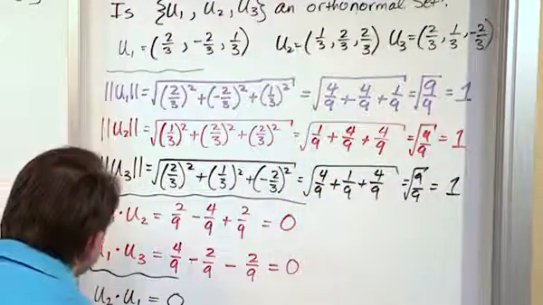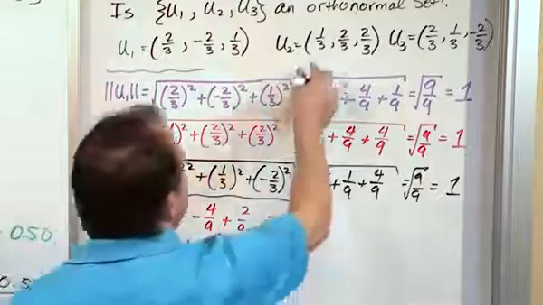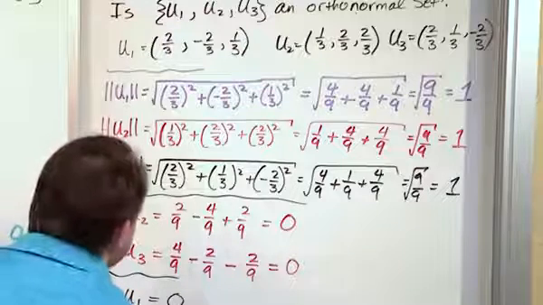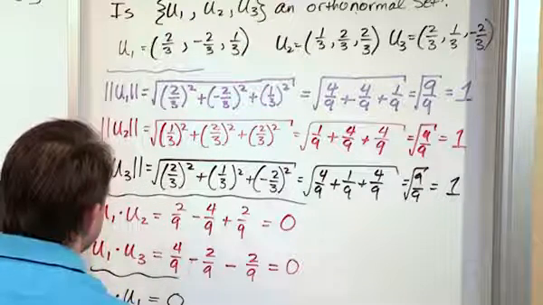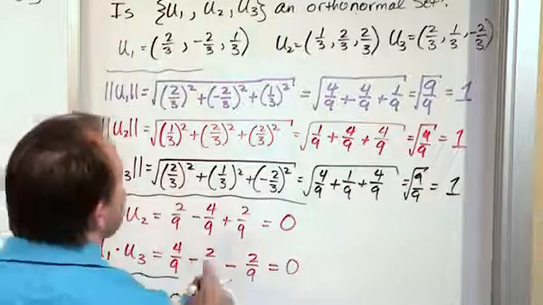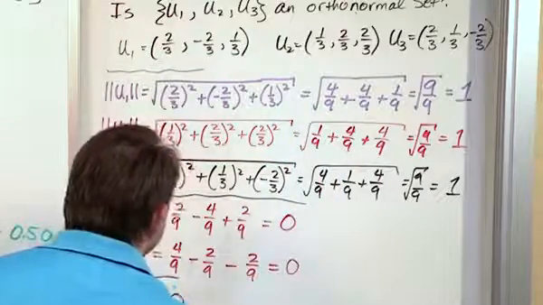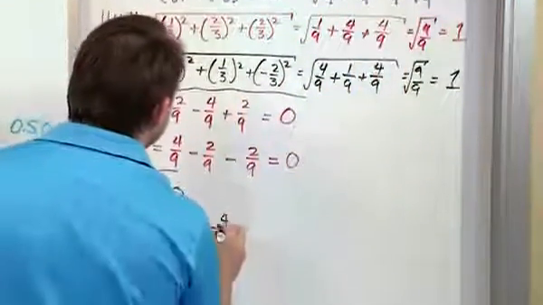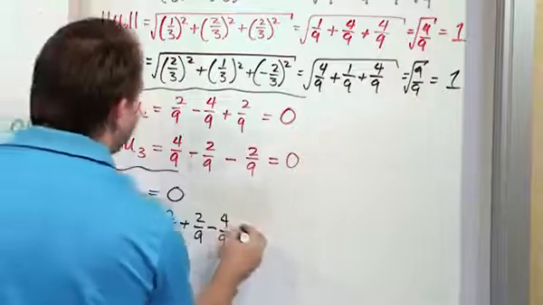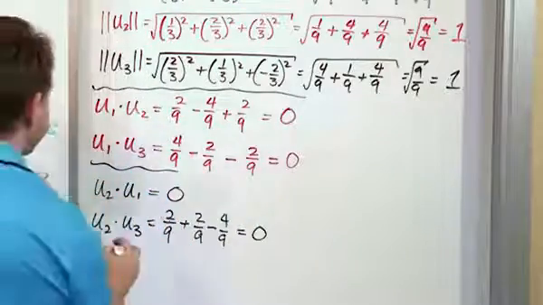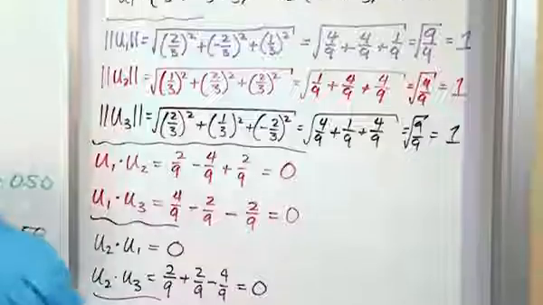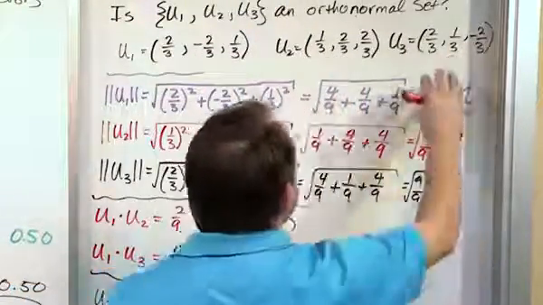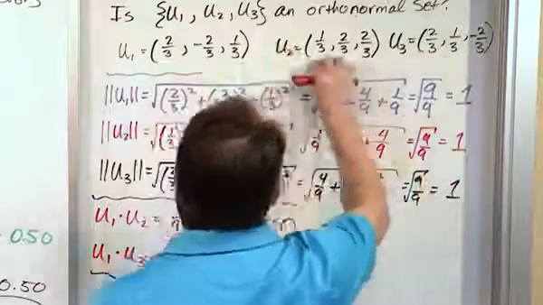U2 dot u3. We haven't done that one yet. So we'll look at the x components. 1/3 times 2/3 is 2/9. And then we have 2/3 times 1/3. Again, we'll have 2/9. And at the end, we'll have 2/3 times negative 2/3, which gives negative 4/9. 2 plus 2 minus 4 gives us 0/9, which gives us 0. All right, so for vector 2, we've compared this one to this one and this one to this one. Now, to be rigorous about it, let's compare 3 to 1 and 3 to 2.